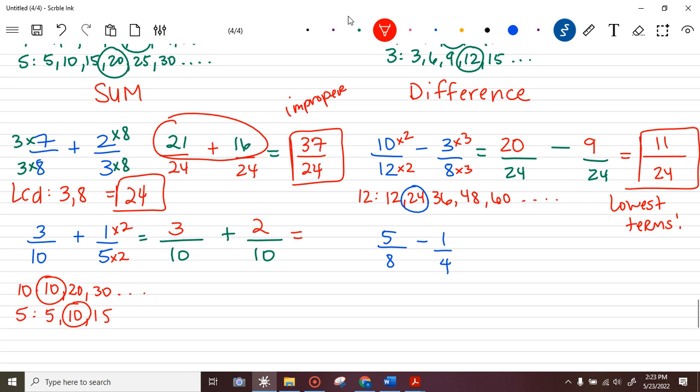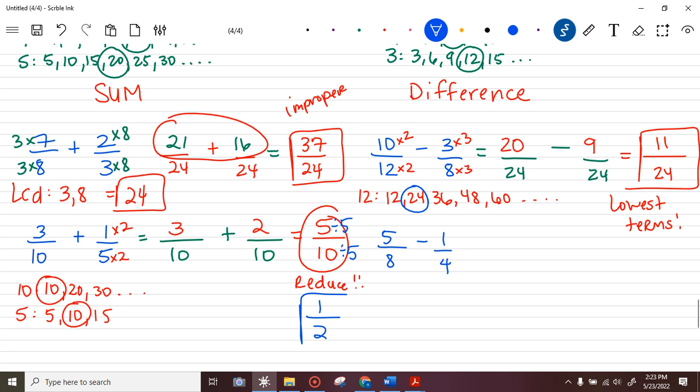So then now that you have your common denominators, 10, 10, 10, then you can do 3 plus 2 and get 5. Now this we have to reduce. So 5 over 10, what number is in common on that? A 5. So if we divide 5 from the top and 5 from the bottom, we should end up with 1 on top and 2 on bottom. So 5 over 10 reduces to 1/2.